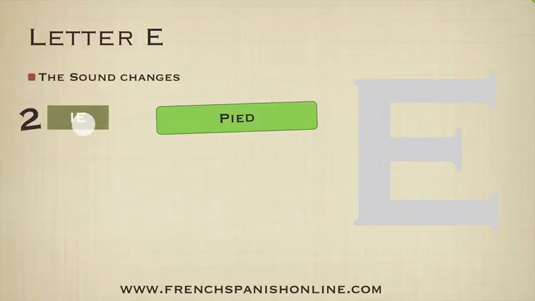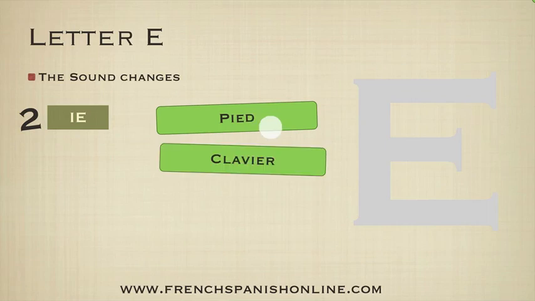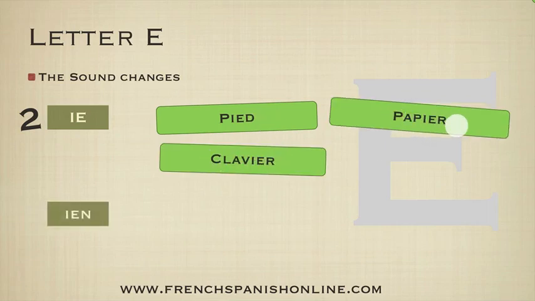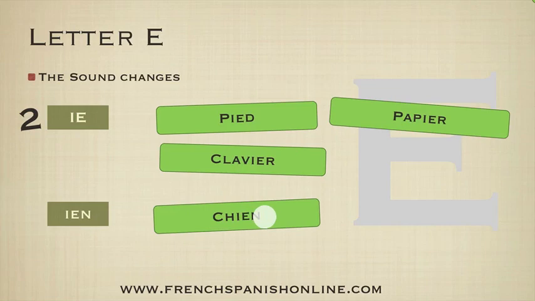I and E, so it depends, actually it's followed by a consonant. Usually we say E, pied, a foot, clavier, keyboard, papier, paper. I-E-N, the sound is yen, like chien for dog, but you remember that the feminine form is N, chienne. So here we have chien, or bien, to say well, for example. So the sound here is un.